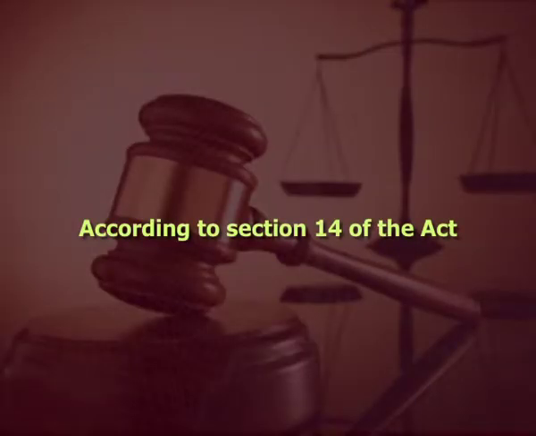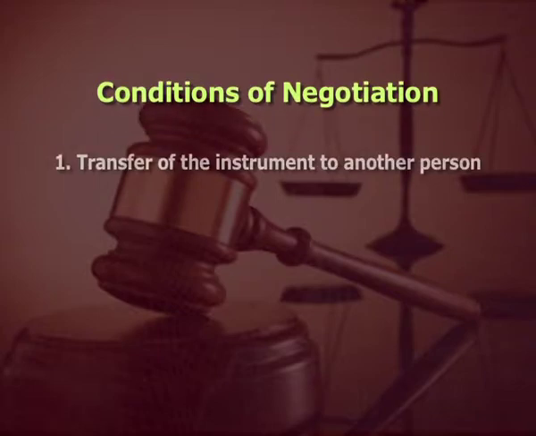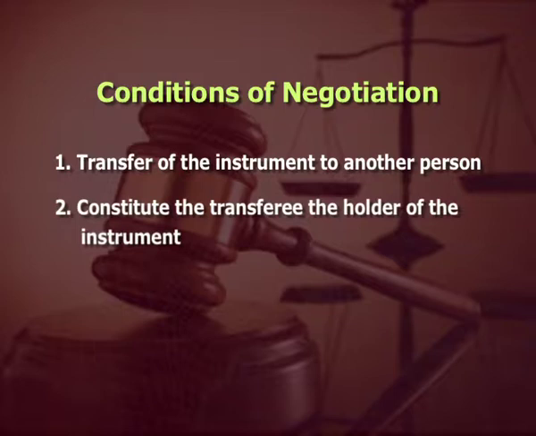According to Section 14 of the Act, when a promissory note, bill of exchange or cheque is transferred to any person so as to constitute that person the holder thereof, the instrument is said to be negotiated. The main purpose and essence of negotiation is to make the transferee of a promissory note, a bill of exchange or a cheque the holder thereof. Negotiation thus requires two conditions to be fulfilled, namely, first, there must be a transfer of the instrument to another person, and second, the transfer must be made in such a manner as to constitute the transferee the holder of the instrument. Handing over a negotiable instrument to a servant for safe custody is not a negotiation. There must be a transfer with the intention to pass title.